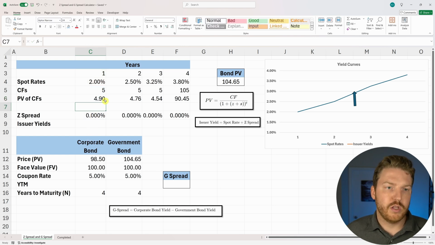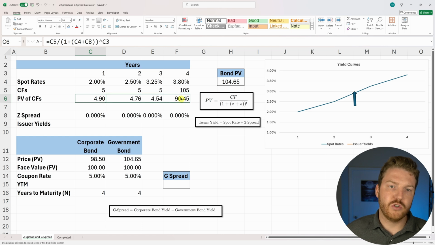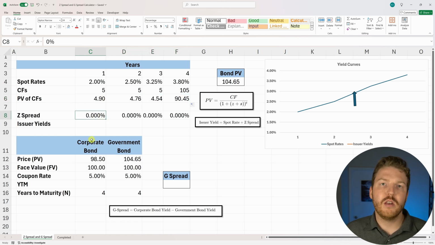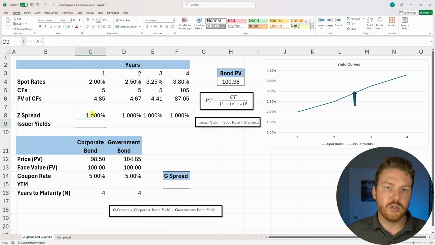There we go, and we can drag this right. Nothing's going to change because it's zero. Well, now we could go and find, through an iterative process, what is the actual Z spread that will set this bond's present value equal to 98.50. We can start off and say, maybe it's 1%.